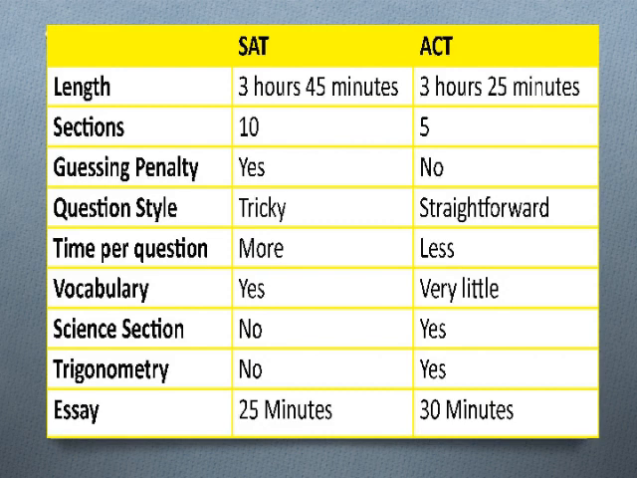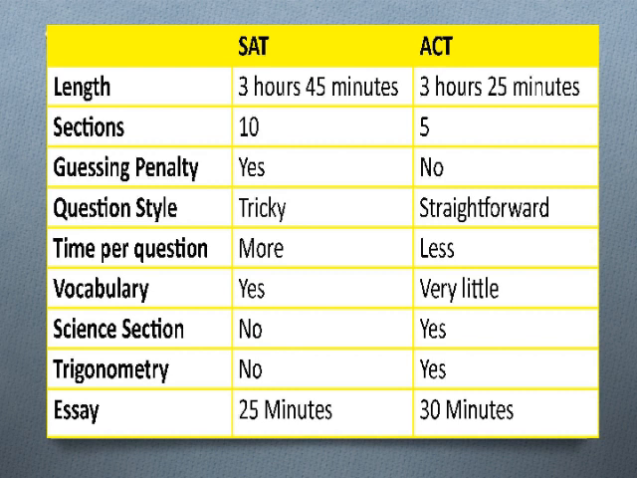We've composed a chart to show you the key differences between the SAT and the ACT. The SAT is 3 hours and 45 minutes, which is 20 minutes longer than the ACT. The SAT has 10 sections and the ACT has 5. There's a guessing penalty on the SAT, and they take 1/4 point off for every wrong answer, where there is no guessing penalty on the ACT. The question style on the SAT is tricky, whereas the question style on the ACT is more straightforward. You also get more time per question on the SAT than on the ACT.